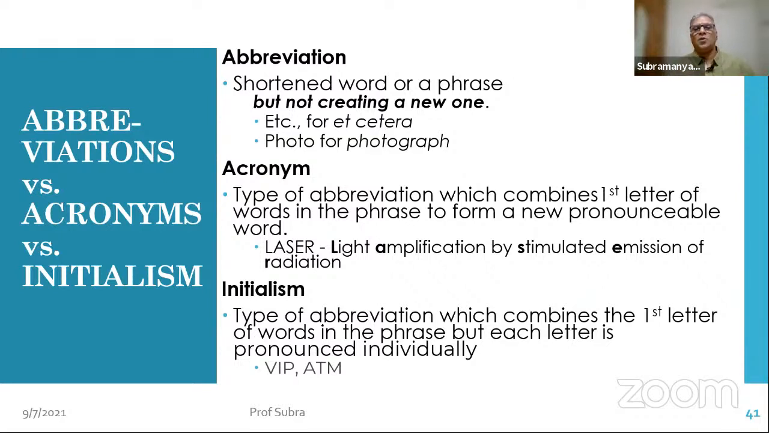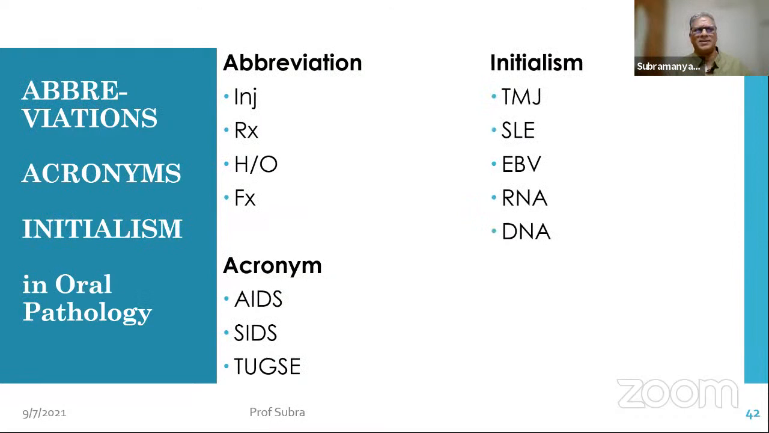Whereas with acronyms, we usually take the first letters of words and form a new pronounceable word, for example, laser: light amplification by stimulated emission of radiation. Radar is another good example. AIDS is a good example of an acronym. Initialism is when you take the first letters but don't form a word out of them, like VIP, ATM, DNA, RNA. We have a good number of lesions like that, which are either acronyms or initialisms, like AIDS, SIDS, TAXA. Examples of initialisms are DMJ, SLE, EBV, RNA, DNA. There is a very long list of these abbreviations, acronyms, and initialisms in dentistry and oral pathology.